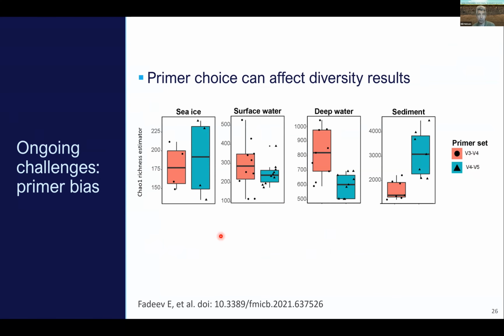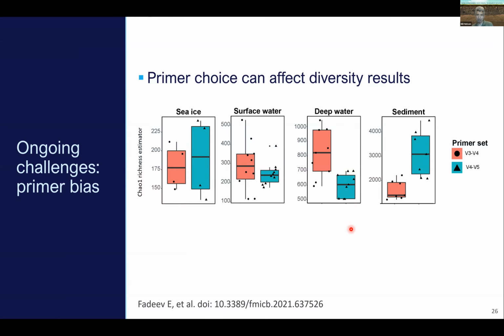And this was really kind of interesting because in two of the environments they looked at, the primer sets behaved pretty equivalently. This is a Chao1 richness measure. And so for the sea ice and the surface water, you basically got the same answer out. But in the other two environments they looked at, not only did they get different answers using the two primer sets, but you actually had different trends between how they behave differently.